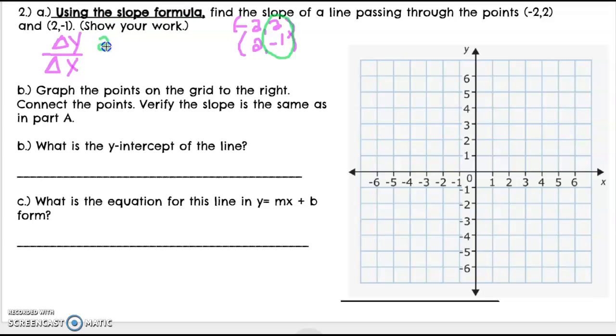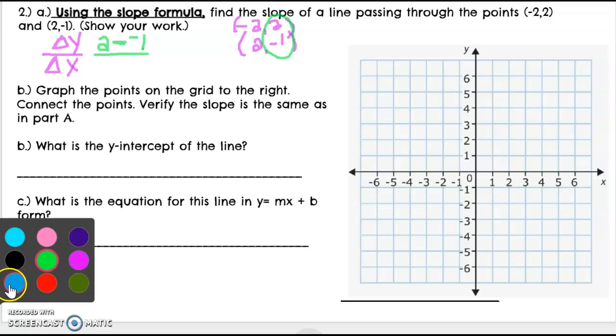I take my first coordinate of 2. My change in y means subtracting, and I'm subtracting a -1. So remember, change just means to subtract. And whatever you're subtracting, it's going to be that second y coordinate. There's my change in y's. Now let's look at my change in x's.